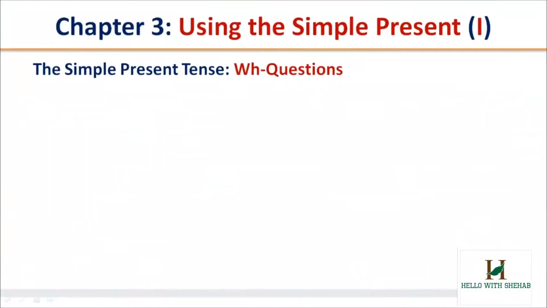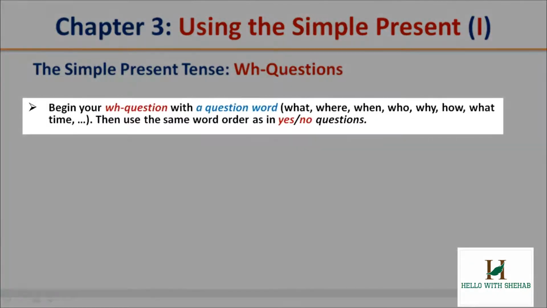The simple present tense WH questions. Begin your WH question with a question word. What are the question words? What, where, when, who, why, how, what time. Then use the same word order as in yes or no questions.